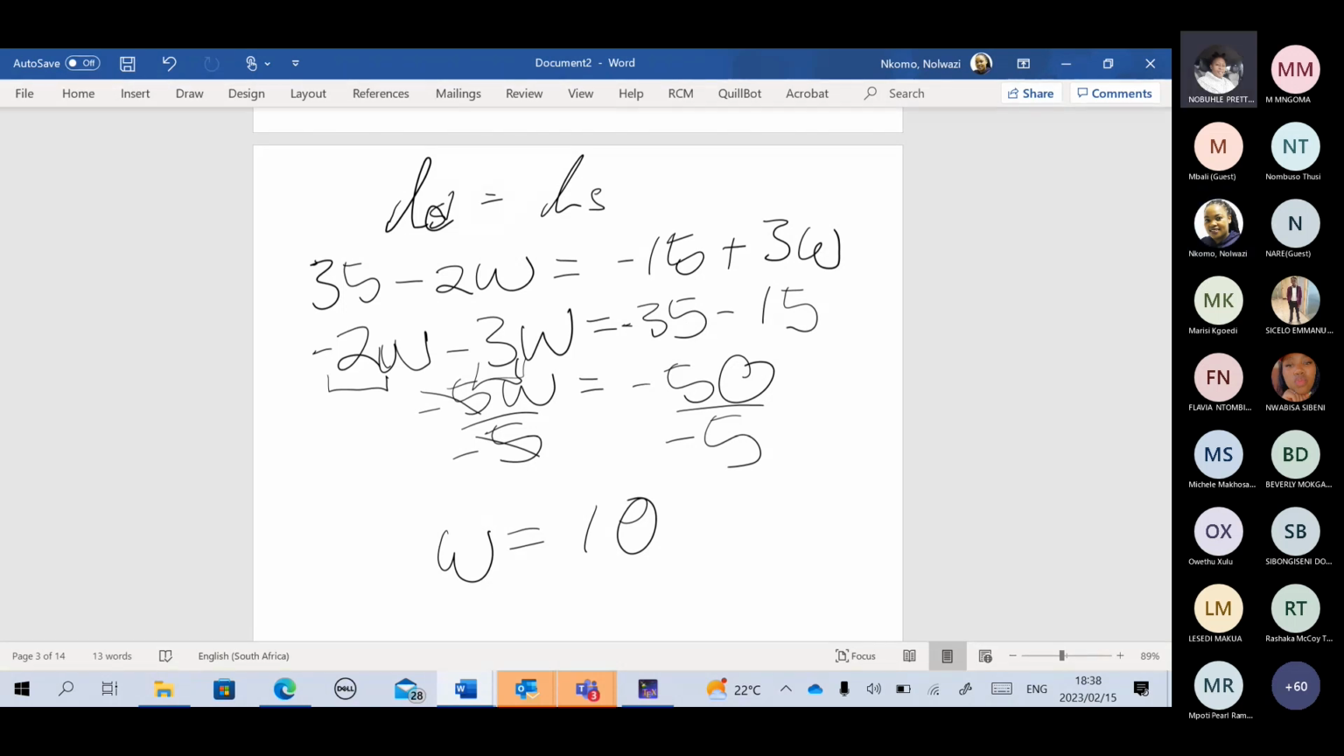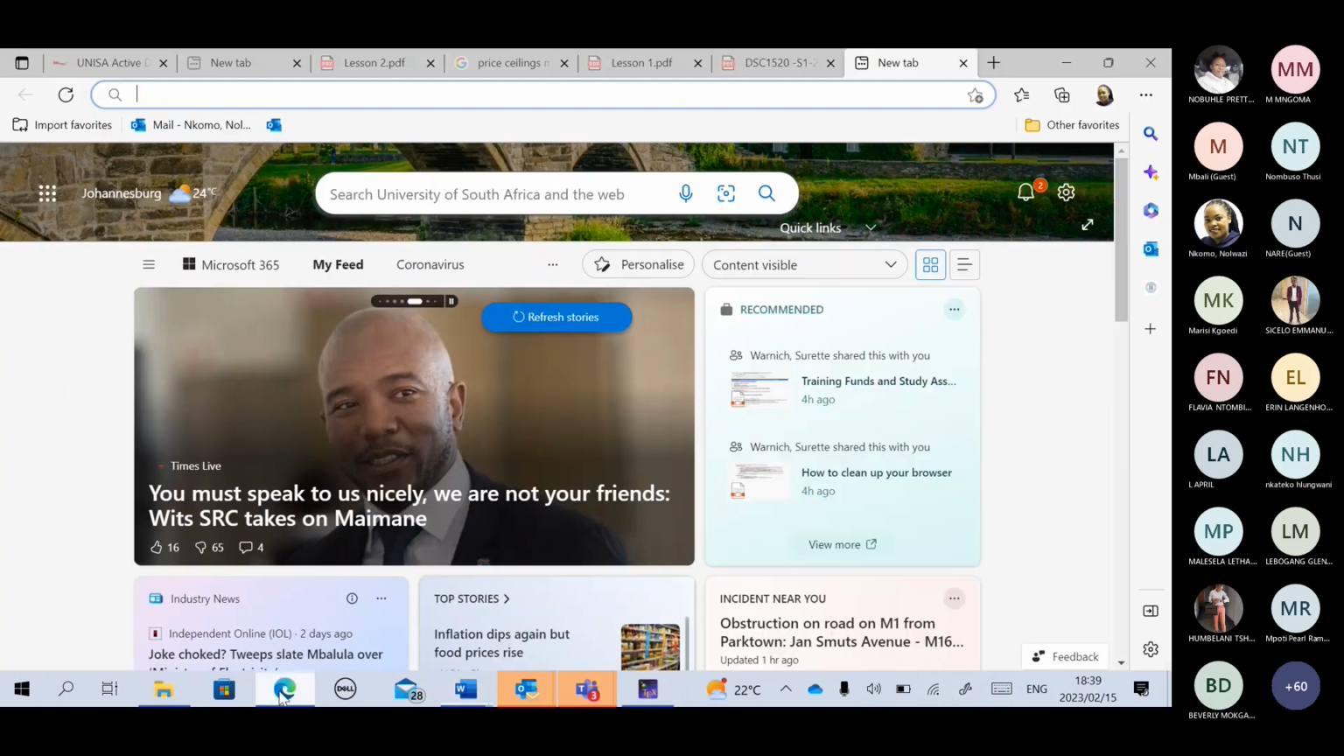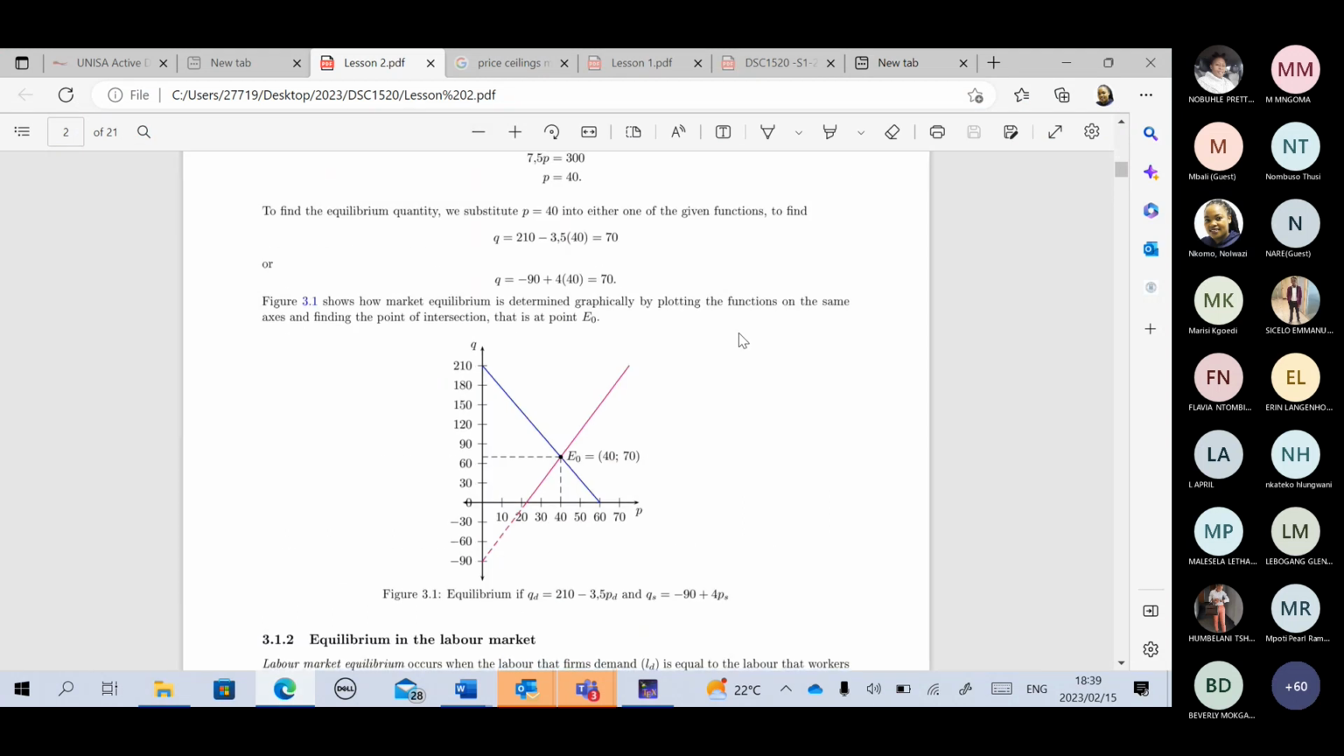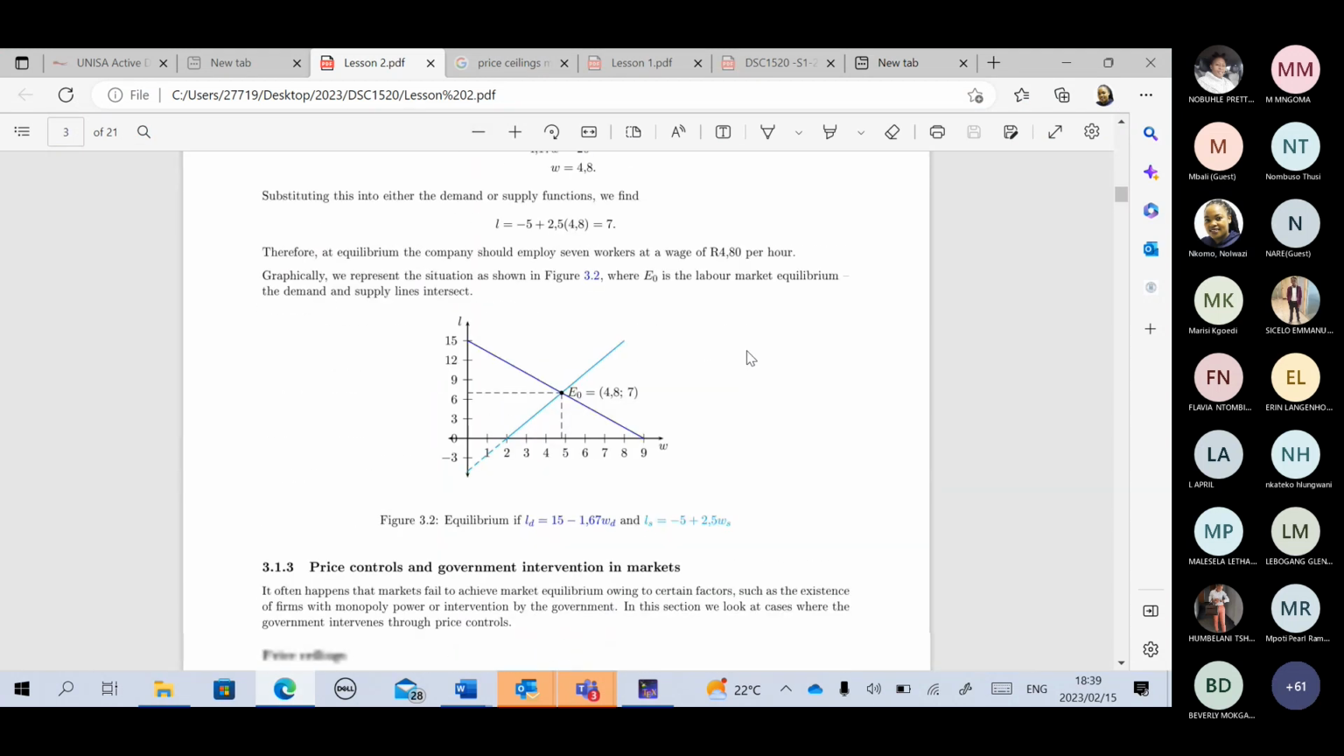But in the study guide, they said minus 1,67 minus 2,5. It's positive 4,17. Wait, what page is that? Page 19. It's lesson 2. Yeah, can I say something?